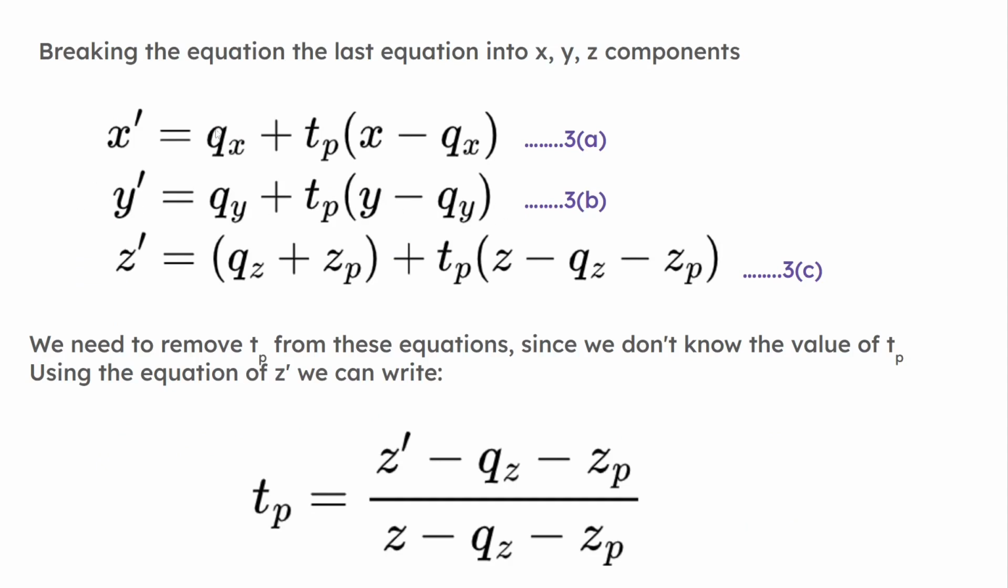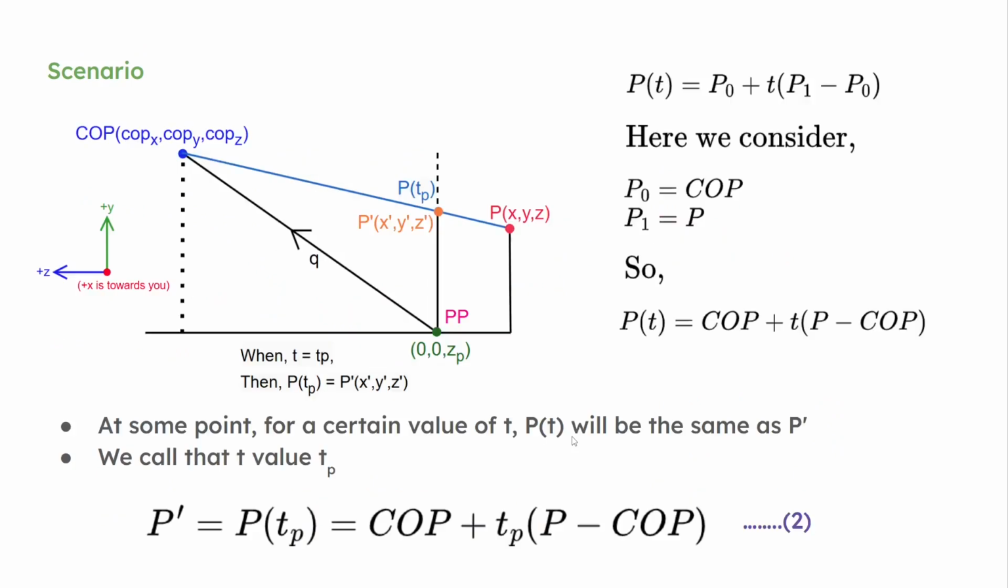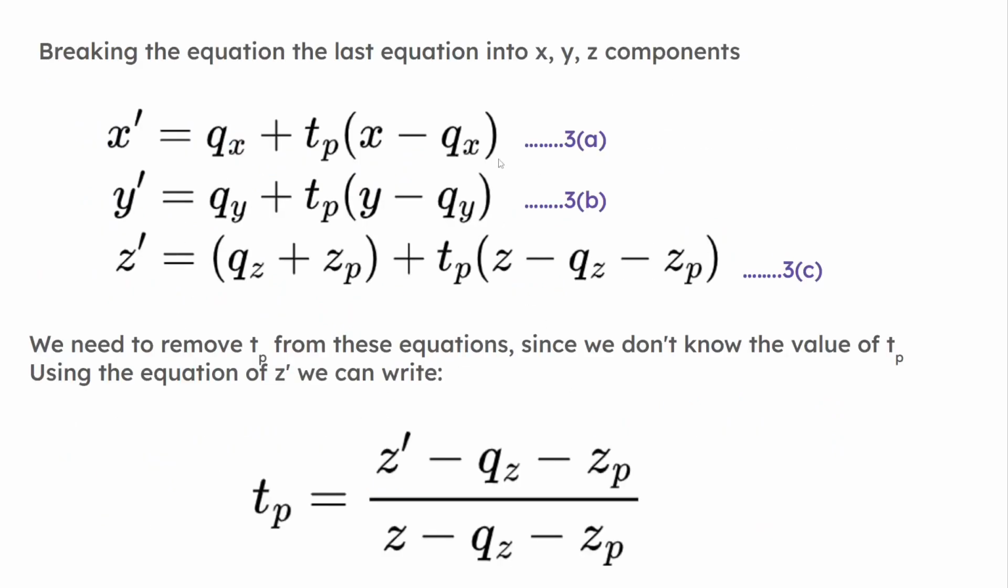And where are we getting this qx and qy? It was from our previous equation 1. So COPx equals qx, COPy equals qy, COPz was equal to zp plus qz. So COPz was a bit different, but COPx and COPy were similar. So if we put this equation 1 values here, we will get these 3 combinations. Now we've got 3 equations for x prime, y prime, and z prime.